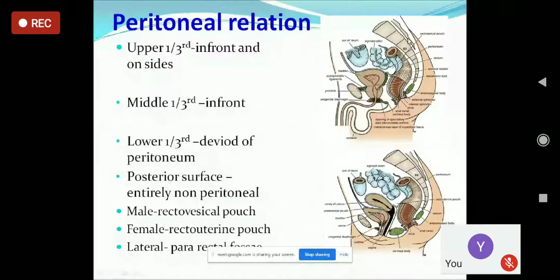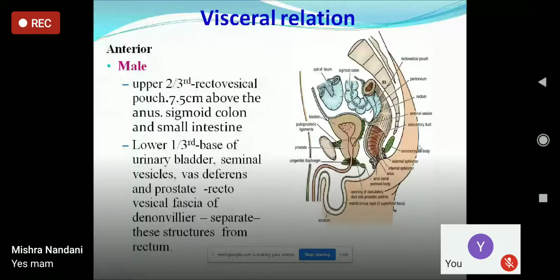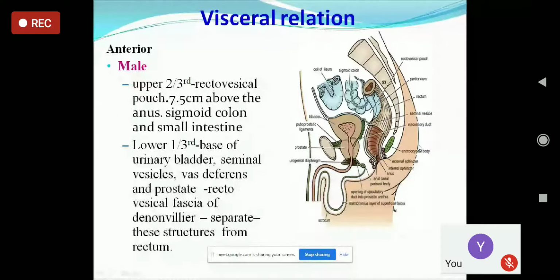So, the rectovesical and the recto-uterine pouch. The visceral relations of the rectum are very, very important. They will come in MCQ and in theory also. In case of male, what are the anterior relations? First, as I told you, the rectovesical pouch is in front of the rectum, 7.5 centimeter above the anus.